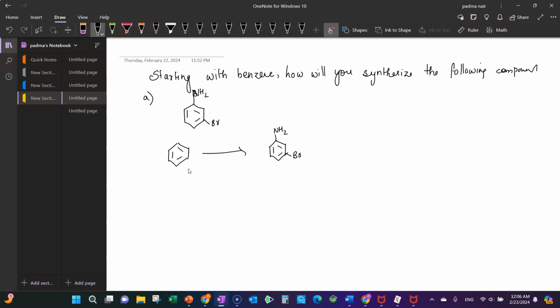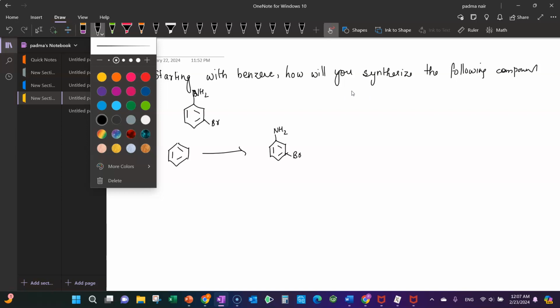Do we know any reaction where we can place an NH2 group on benzene? We have not studied a direct method of forming aniline from benzene, right? Aniline is benzene with the NH2 group. However, we know how to convert benzene to nitrobenzene and then reduce it to NH2. So maybe it will be a good idea for us to keep a summary of the benzene reactions here.